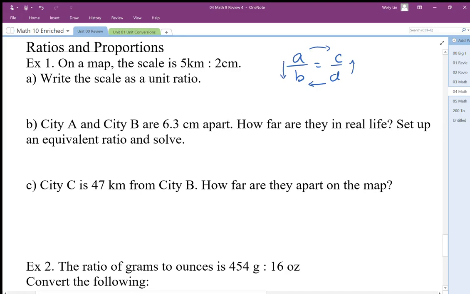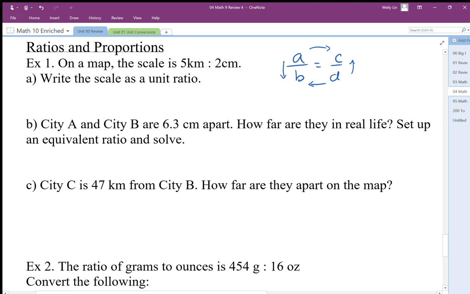Now, there are some other strategies, and we're going to start using these other strategies because we need to be a bit more efficient and not always have to rely on this. However, if we're ever stuck, we always go back to our proportional relationship. So here we have a unit ratio. We're being asked for a unit ratio.